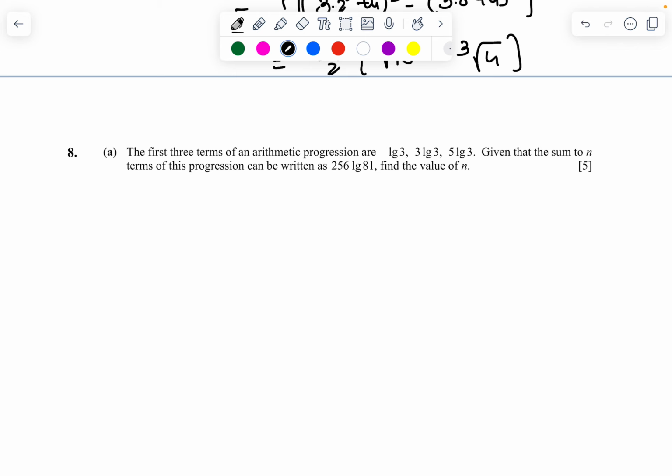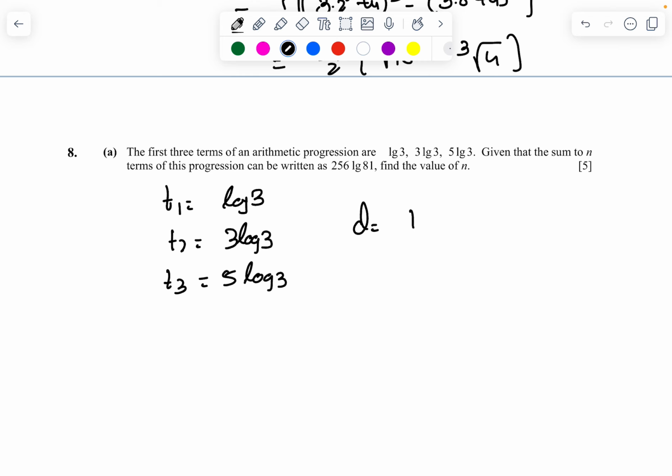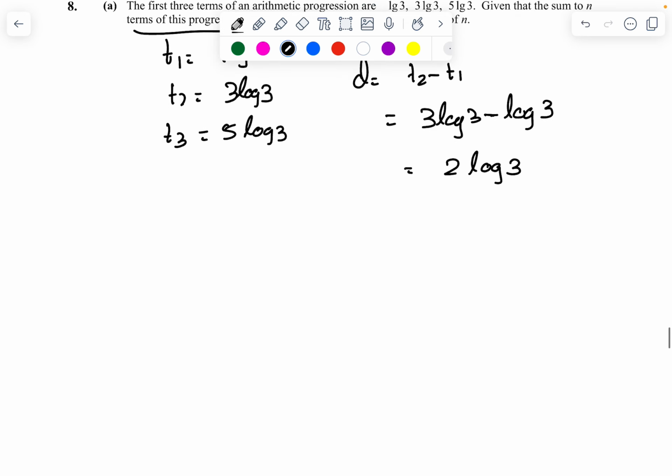Question number 8. The first three terms of arithmetic progression are given. So t1 equals log 3, t2 equals 3 log 3, t3 equals 5 log 3. So common difference equals t2 minus t1, which is 3 log 3 minus log 3, which is going to be 2 log 3. Now sum of the progression is 256 log 81.